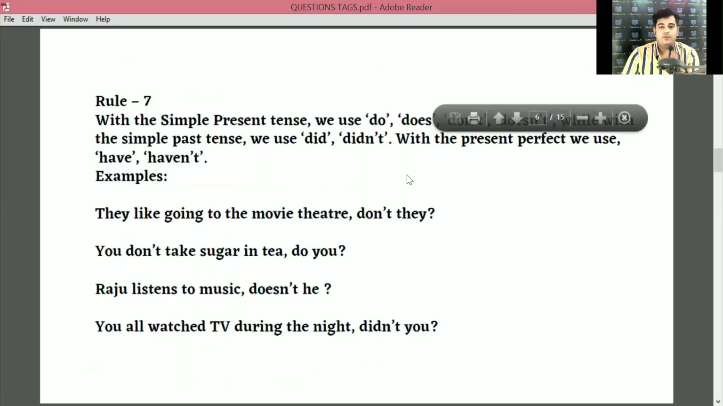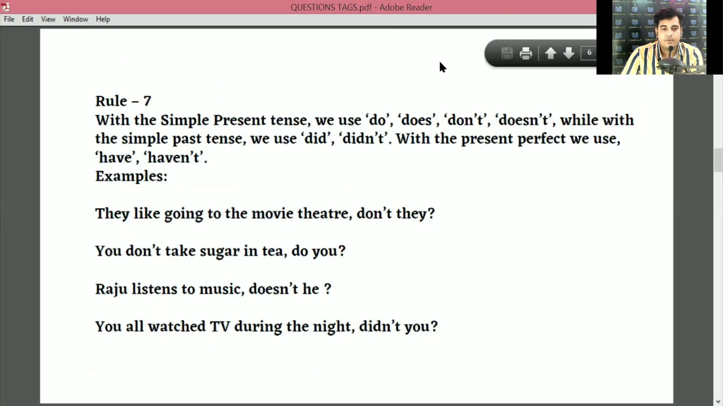Okay. Then rule number 7. With the simple present tense, we use do, does, don't, doesn't. While with the simple past tense, we use did, didn't. With the present perfect, we use have and haven't. We know very well all these things. Tenses we know very well. Okay. Then, they like going to the movie theater, don't they? You don't take sugar in tea, do you? Okay, so we speak in that manner. Do you? Don't they? Doesn't he?